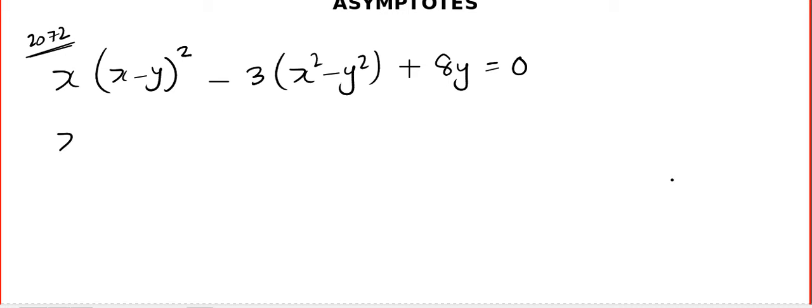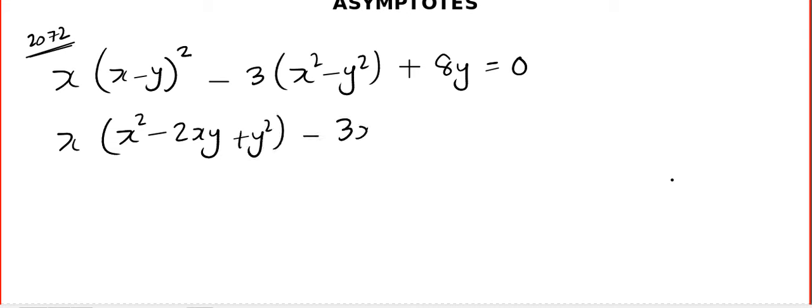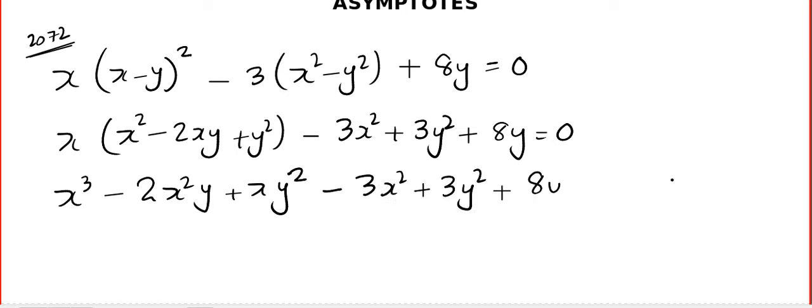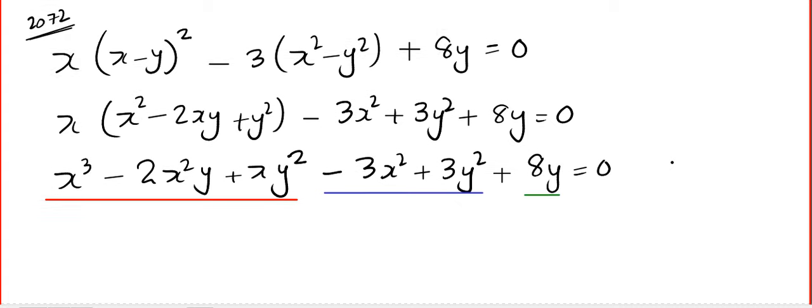So first thing to do, simplify. So we get x square minus 2xy plus y square minus 3x square plus 3y square plus 8y equal to 0. Now let me distribute this x. We get x cube minus 2x square y plus xy square minus 3x square plus 3y square plus 8y equal to 0. It's already well arranged, so I'll just underline degree 3, degree 3, degree 3, and degree 2, degree 2, and degree 1, and there is no constant term.